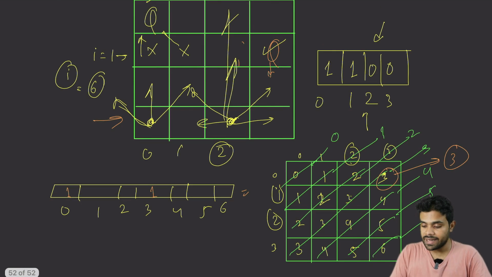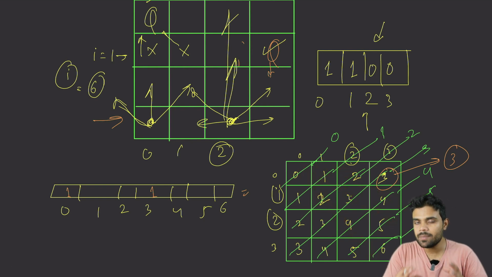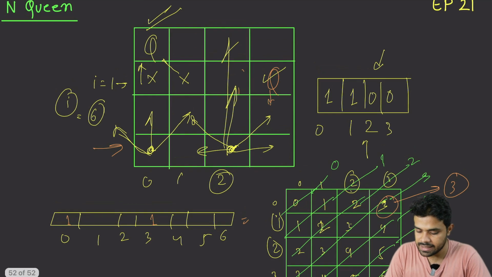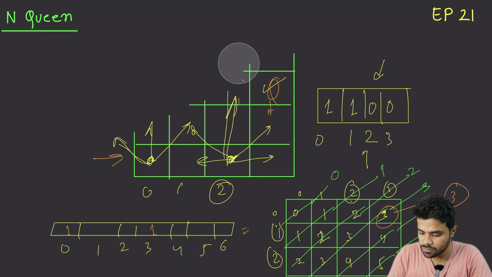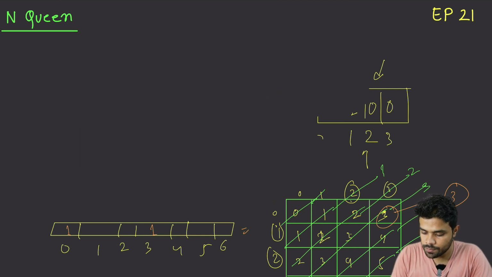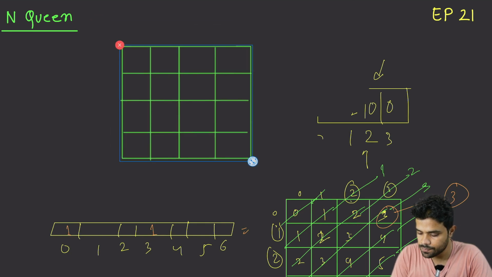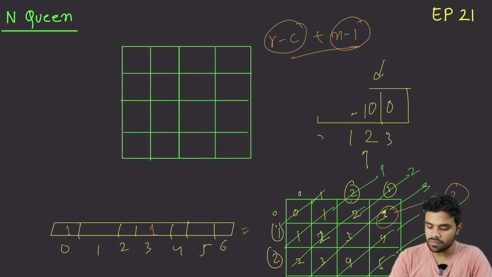Now what about the other diagonal? What about these diagonals? For these diagonals it is a little bit tricky, but again let me take an example and show you. So again taking a 4x4 chessboard, let me do this: row minus column, row minus column plus n minus 1. N minus 1 is constant, row minus column will change.